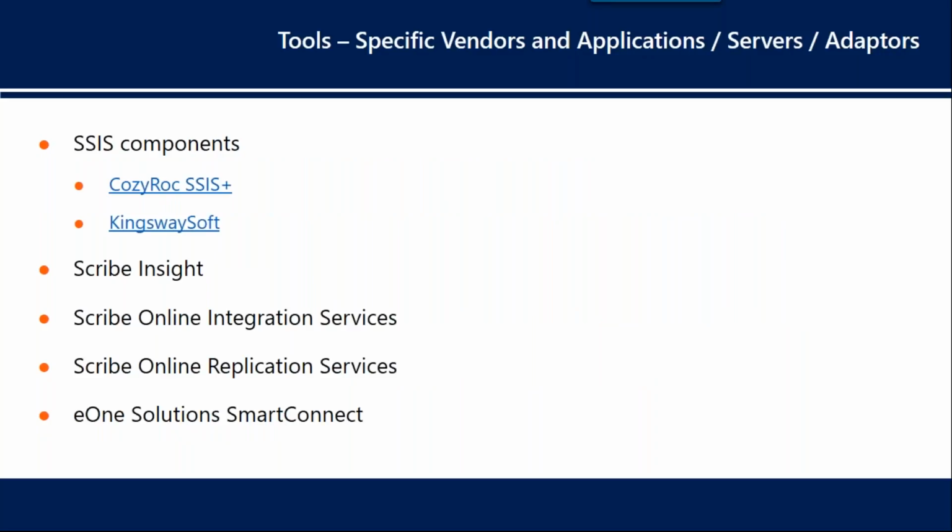The first is SSIS, and if you're going to be using SSIS with Microsoft Dynamics CRM, whether it's CRM Online or on-premise, you need the CRM connectors, the adapters, and the SSIS components are provided by CozyRoc, SSIS Plus, or KingswaySoft. These are both downloadable, and you install them right in your SSIS, and off you go. You're good to go. If you need them to be running in a scheduled mode with SSIS, then you do need to purchase the licensing.